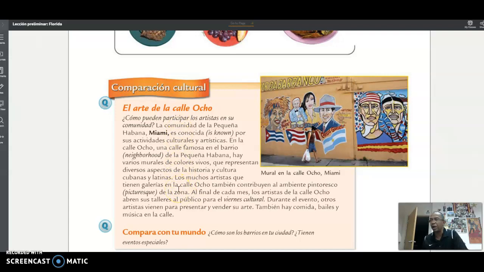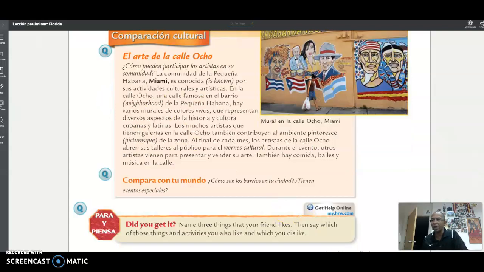All right, during the class discussion, I would like you to tell me what is the main idea of this paragraph. And also to describe how are your neighborhoods in your city. Do they have any special events? Great. So, ¿cómo son los barrios en la ciudad? ¿Cómo tienen estos eventos en tu ciudad? Si es que los tienen.